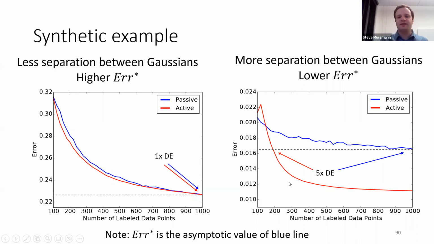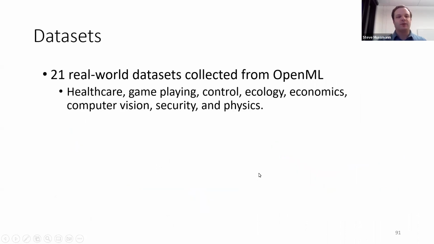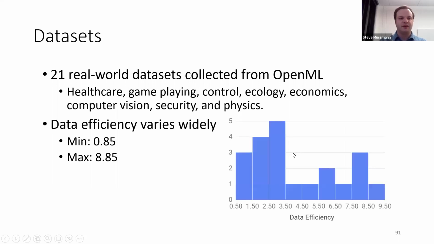So one thing we might think is maybe the data efficiency is inversely related to the error, or error star. So to look at this, we looked at 21 real-world data sets collected from a dataset repository, OpenML, ranging over a wide variety of application areas. And the data efficiency varies widely, from the minimum, where uncertainty sampling actually performs a bit worse than random sampling, all the way up to almost 9 times data efficiency.